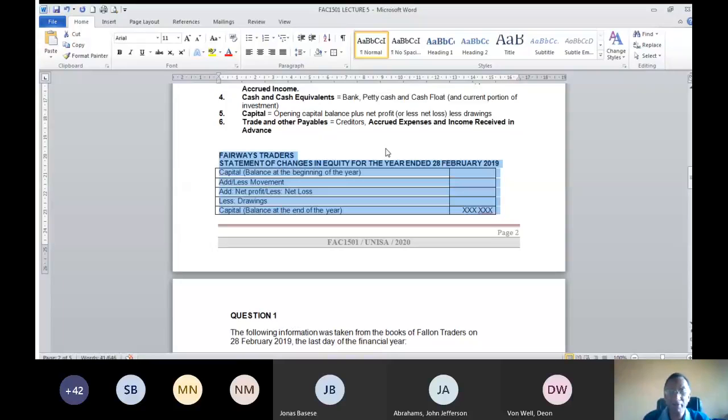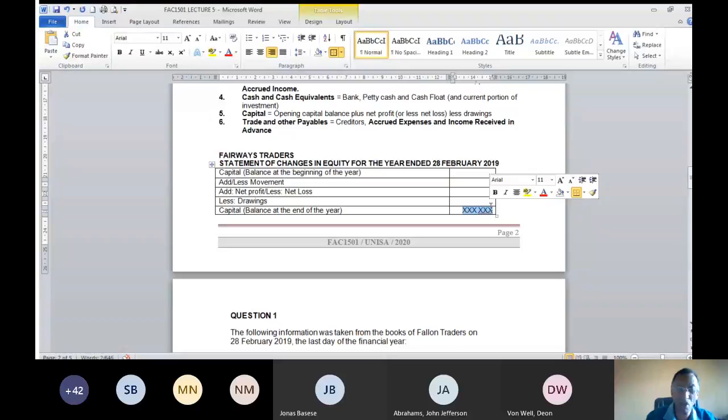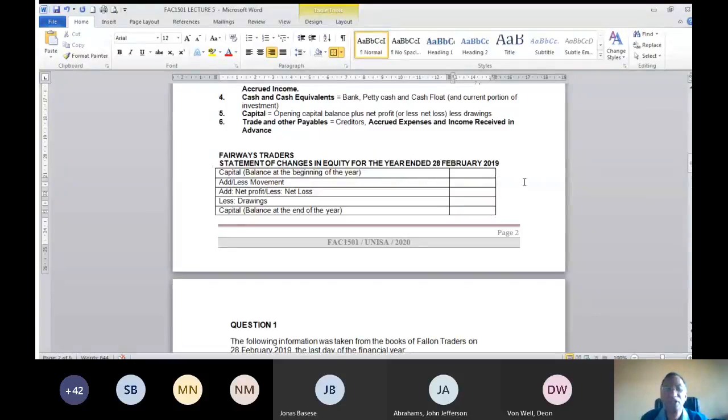Now, remember, the purpose of this statement, guys, is just to see what has happened to the capital. What was the value of capital at the beginning of the year, and what is the value of capital at the end of the year? So that is the purpose of a statement of changes in equity. Remember, we're speaking about equity, and we are doing the books of a sole trader. So when we talk about equity, the equity of a sole trader consists only of the capital.